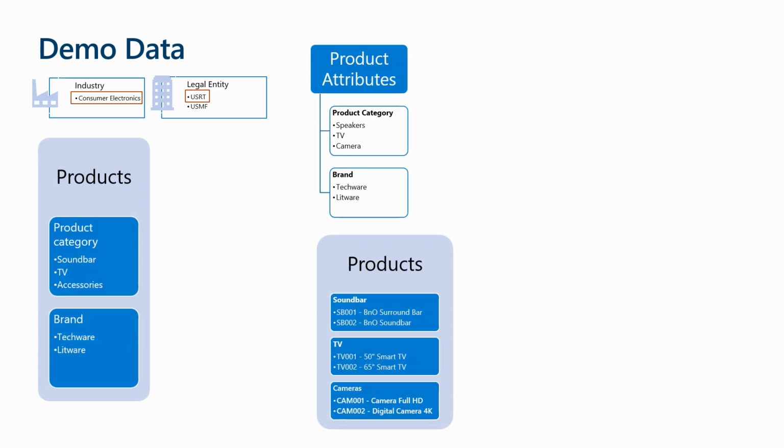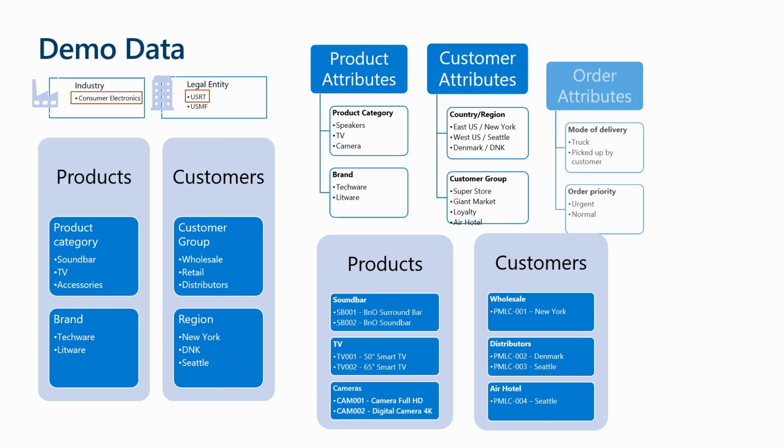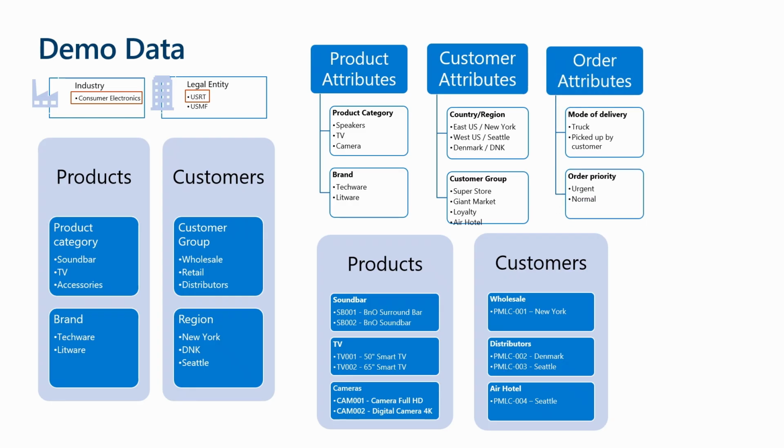In this video series, as mentioned in the previous slides, we will use some prepared demo data in our examples. For commerce-related demos or scenarios, we will use the USRT legal entity, and for others, USMF. We have chosen the consumer electronics industry, called Contoso Entertainment System. We have products where category and brand will be used as attributes. We have customers where the customer's region and customer group will be used as attributes. Mode of delivery and order priority will be used as order attributes.